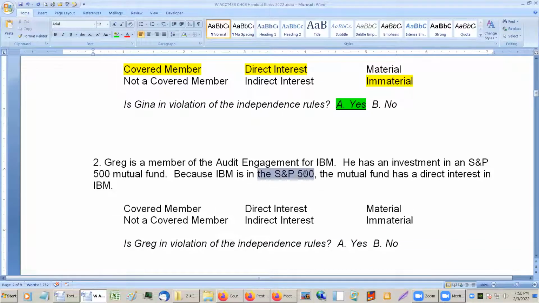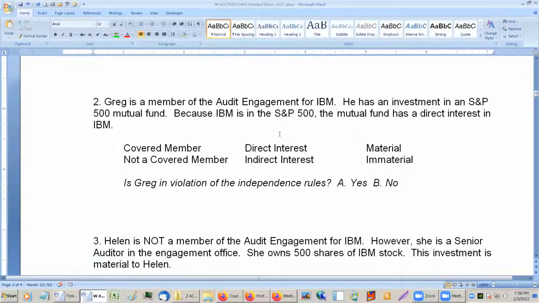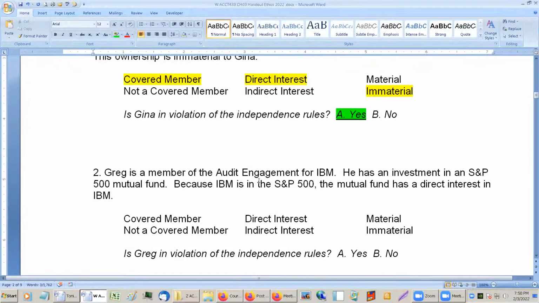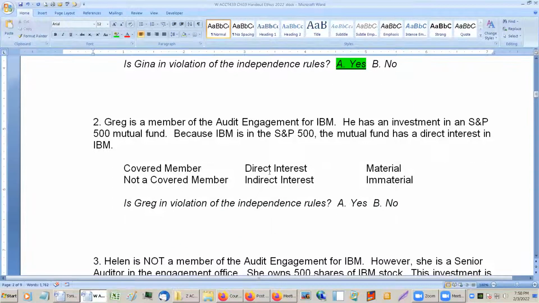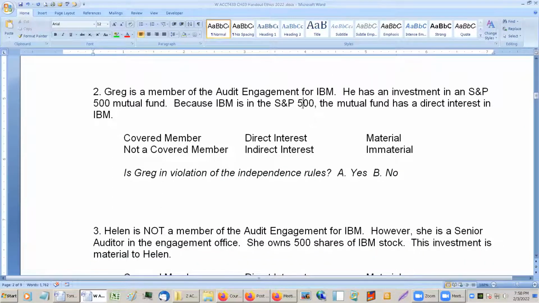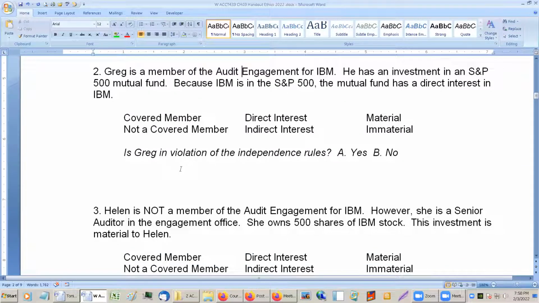Not so much a judgment call here. For instance, Greg is a member of the IBM engagement. He has an S&P 500 mutual fund, and the mutual fund has a direct interest. Again, IBM is one of 500 companies, so there are 499 other companies in here, and some of those companies are going to be bigger than IBM. So, is Greg a covered member? Yes.